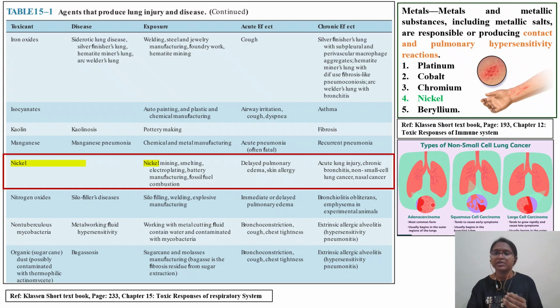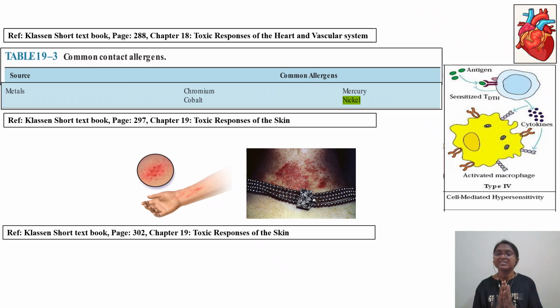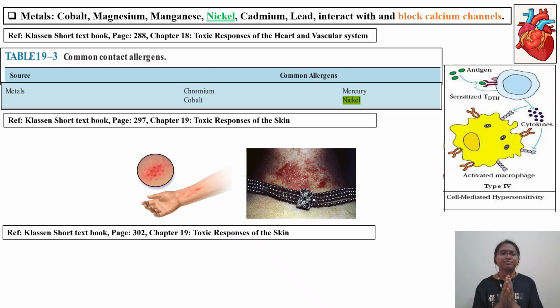Okay, so how nickel has an adverse effect on the immune system is given under chapter 12, toxic responses of the immune system. Metals and metallic substances, including metallic salts, will cause contact hypersensitivity reactions and pulmonary hypersensitivity reactions. So nickel is one of the things causing hypersensitivity reactions. What type is it causing? Type 4, that is delayed type hypersensitivity reaction, which we will discuss in this slide.